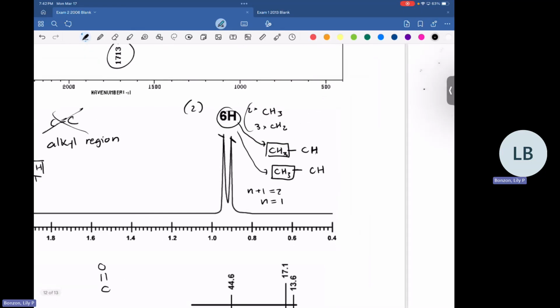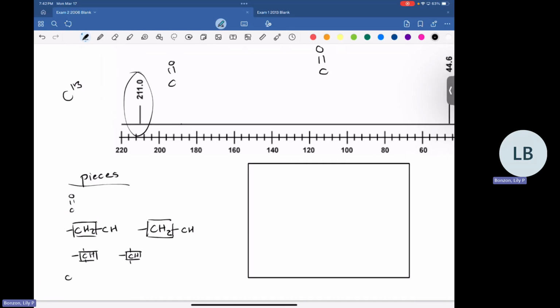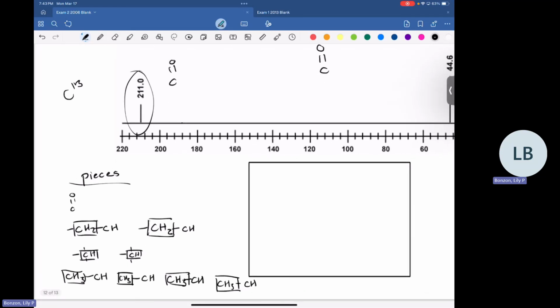And then our last peak was most likely 2 CH3 groups next to a CH. We had 2 of those in our proton NMR, so with the symmetry, that means we'll have 4 of those after we account for that symmetry. All right, so these are all my pieces. So I'm just going to do a quick check and make sure it looks like I got everything.